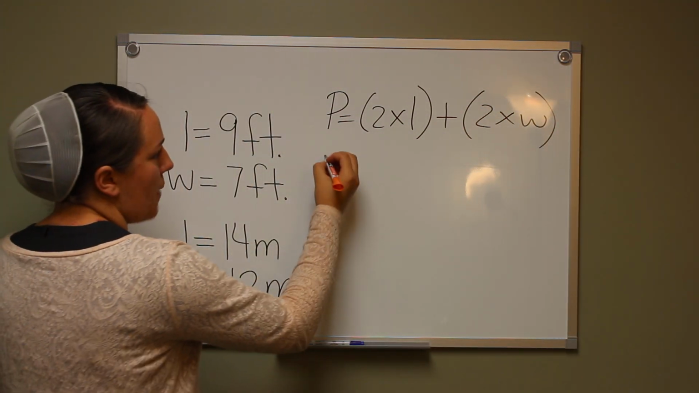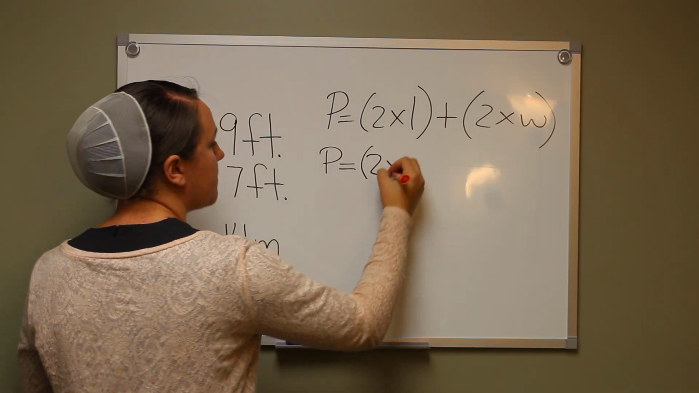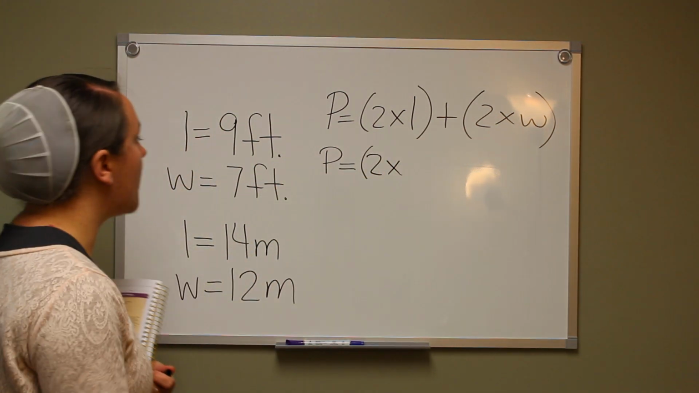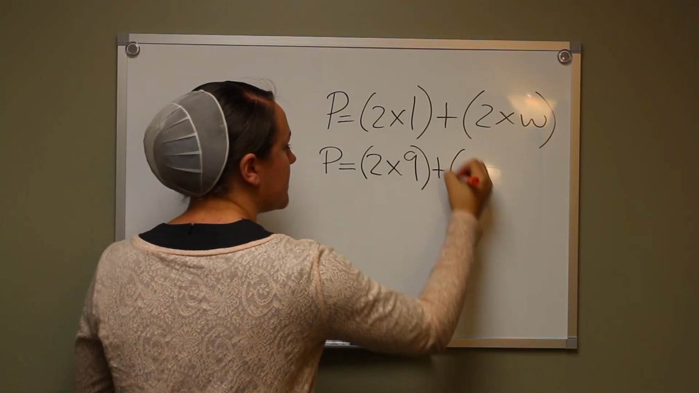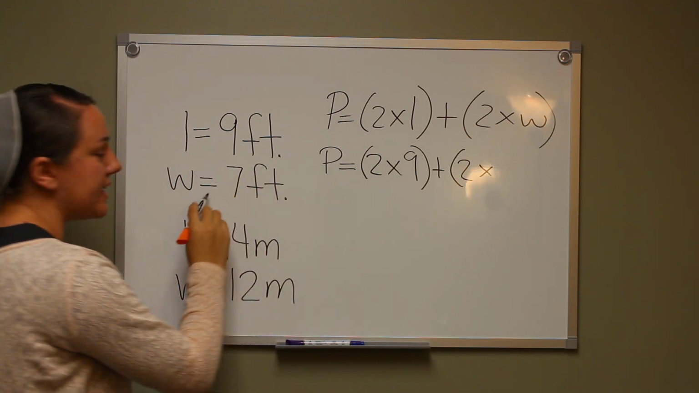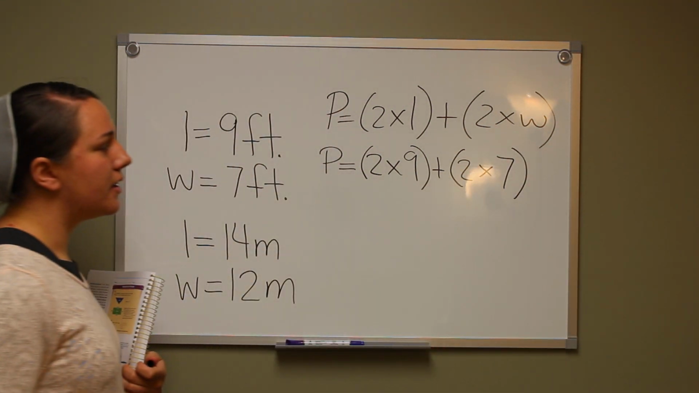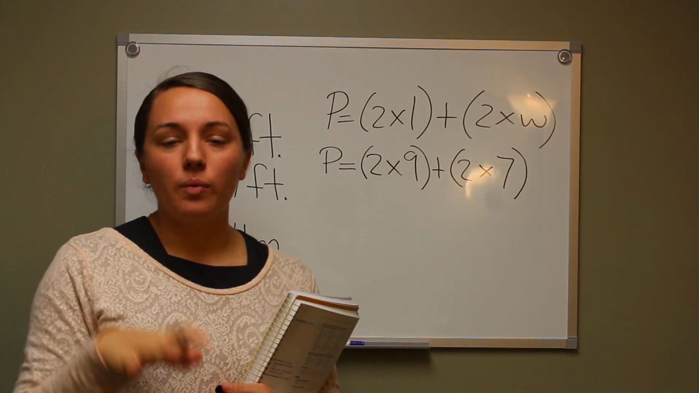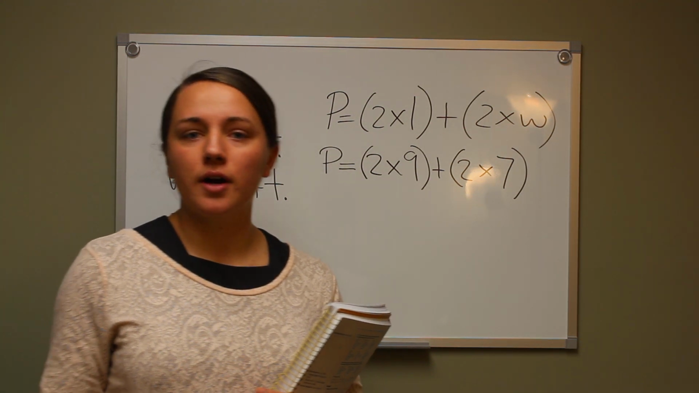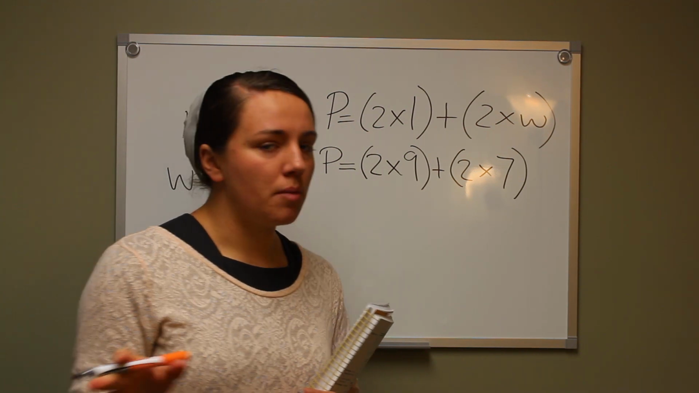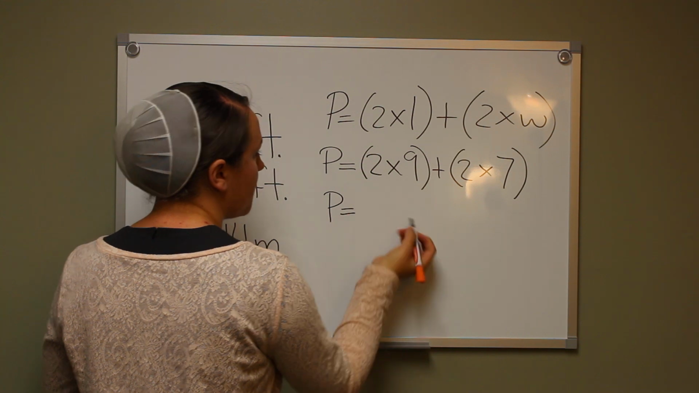Now we're just going to copy this down again. P equals 2 times, what is our length? Here our length is 9 feet, so 2 times 9 plus 2 times our width, which is 7 feet, so we write 7 in here. Now remember, we always need to work parentheses first. Parentheses before addition, subtraction, multiplication. That goes first.